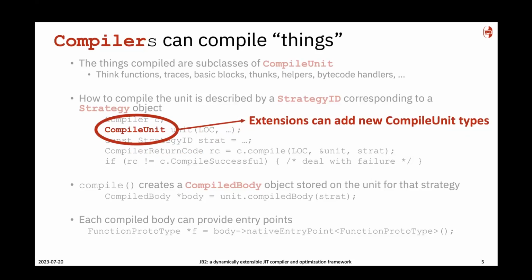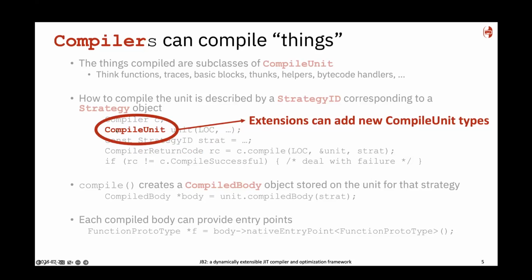Is compile unit analogous to the method to be compiled? Yes. Okay. Yeah. I think of it like it's like a TR method, right? But it could also be a J9 method. Like it's basically just a thing to hang on to the things that you want to compile.